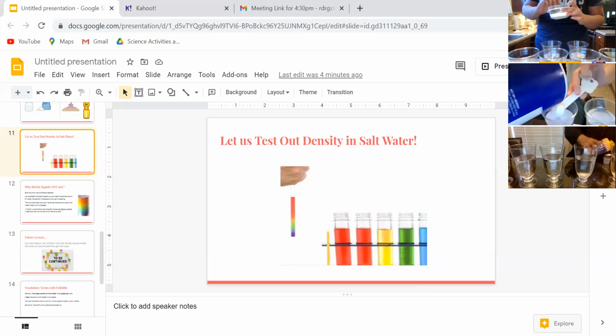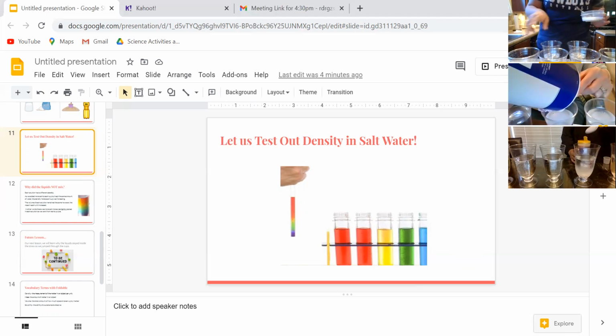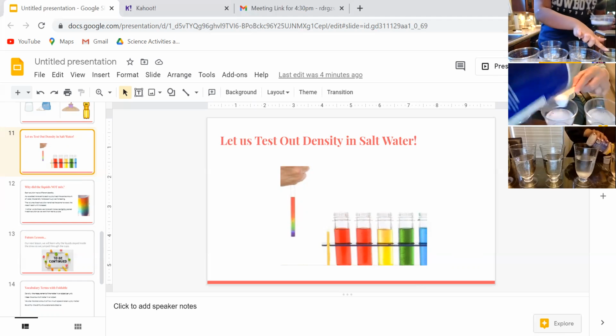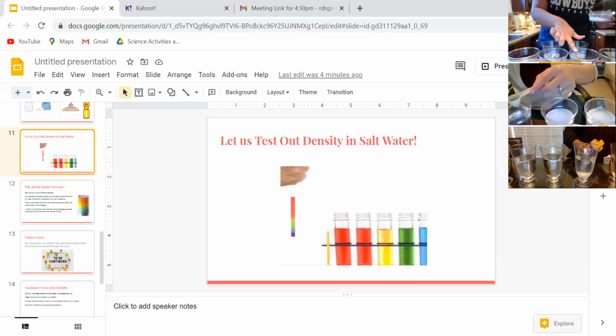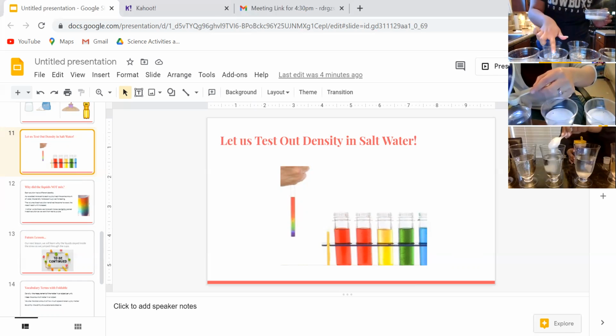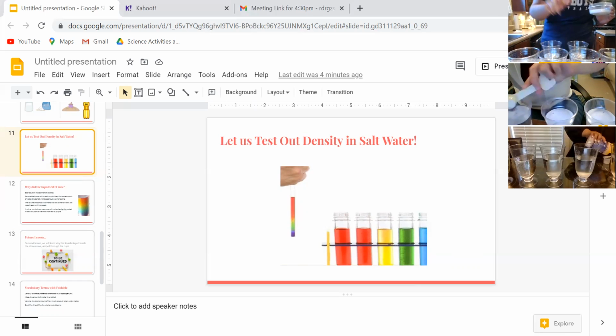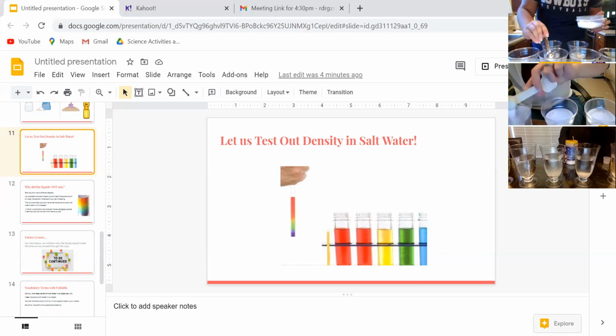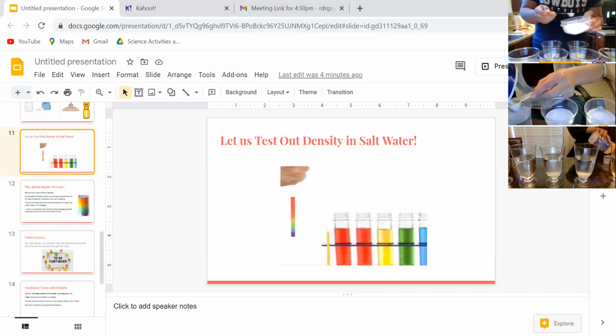And as we continue to move along, it's going to go based on the number. So the first cup had 1 teaspoon of salt. The second one is going to have 2, third one 3, fourth one 4, fifth one 5, and sixth one 6. So let's go ahead and do that.